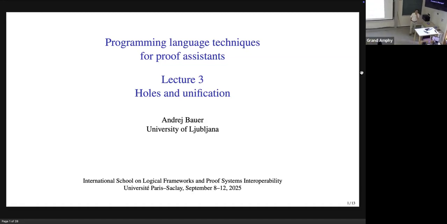So I'd like to talk about some techniques for implementing proof assistants, with a view of what's going on behind the scenes and what happens to our computational monad when we add more techniques to our proof checker. The ones I'm going to discuss are holes and unification. So maybe I can explain these things first.